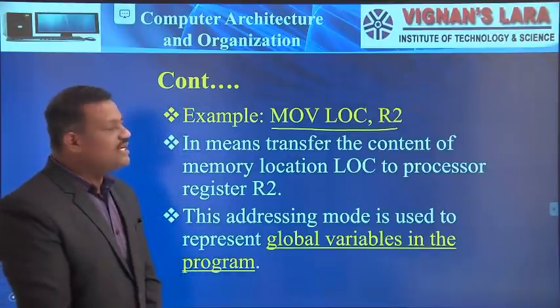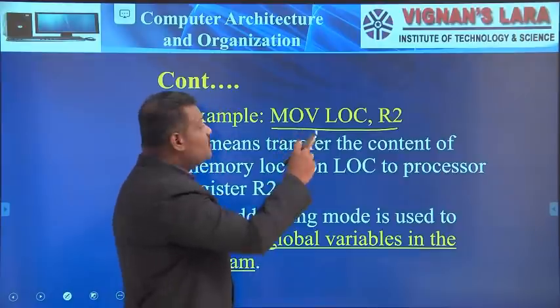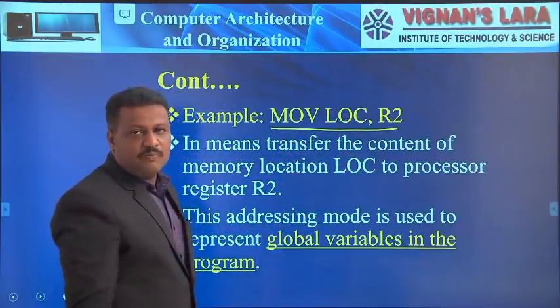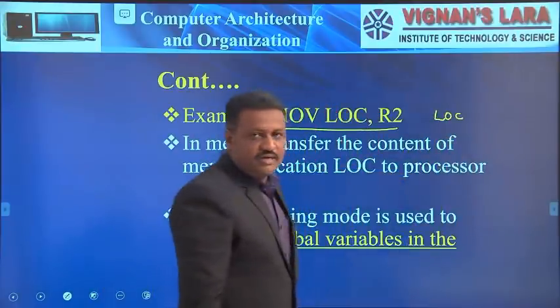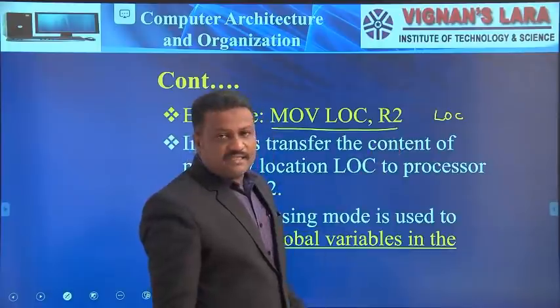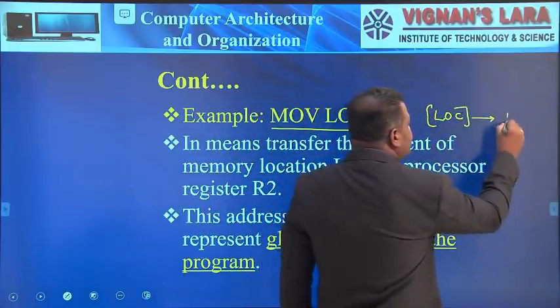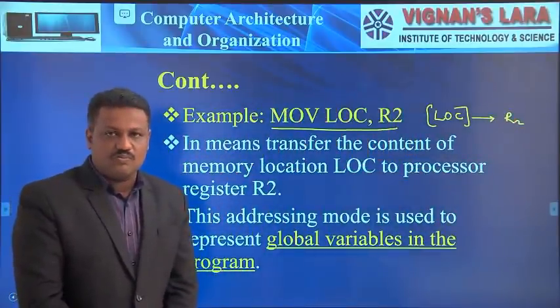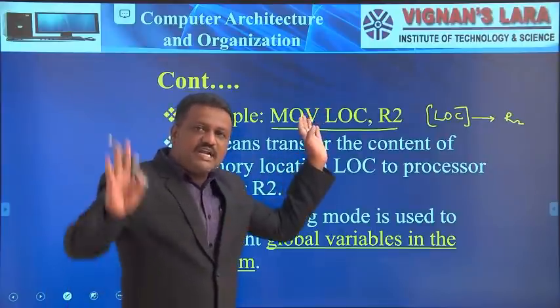And the next one, the example of this, is move LOC, R2. That means move the content of memory location LOC into CPU register R2. So here LOC is nothing but some memory location address. If I go and access that location, I get the data. So that data is transferred to the CPU register R2. I hope you understand the difference between this and the previous one.